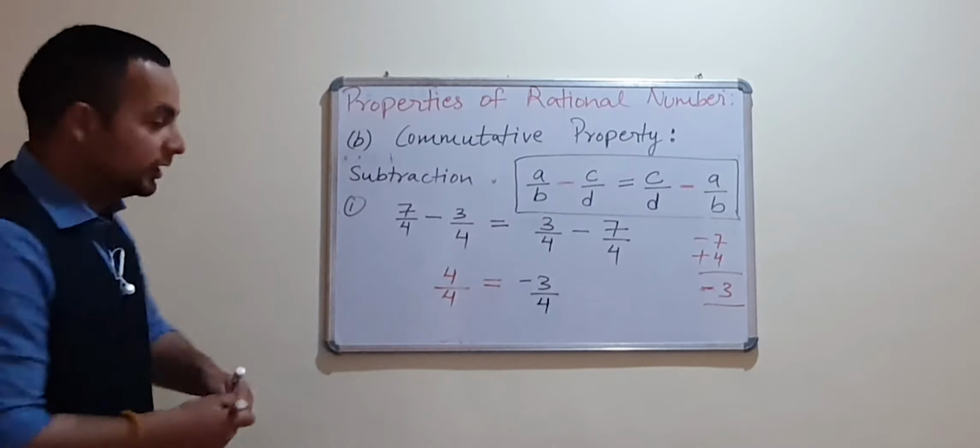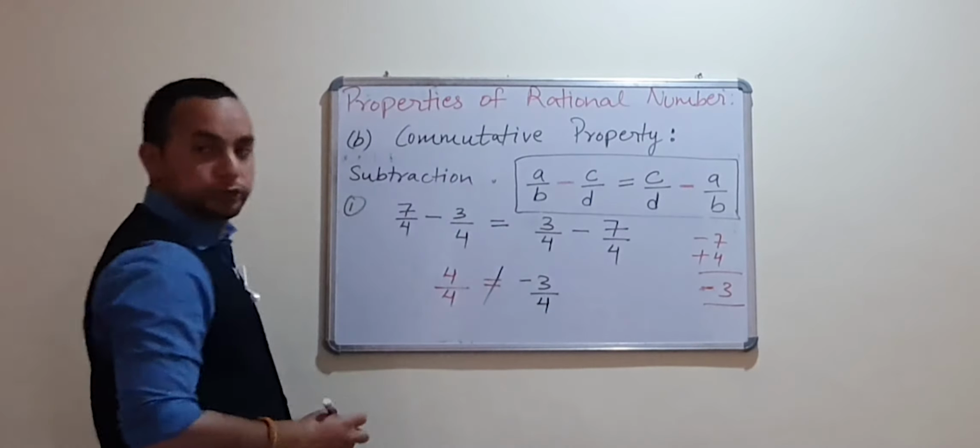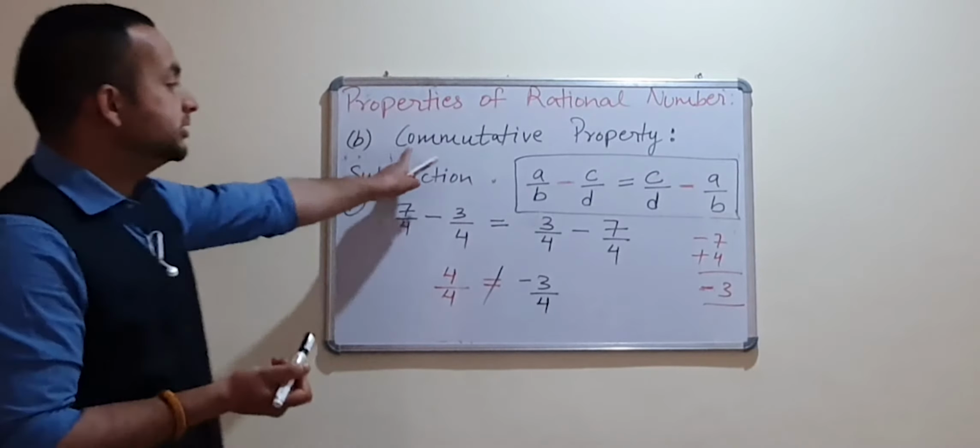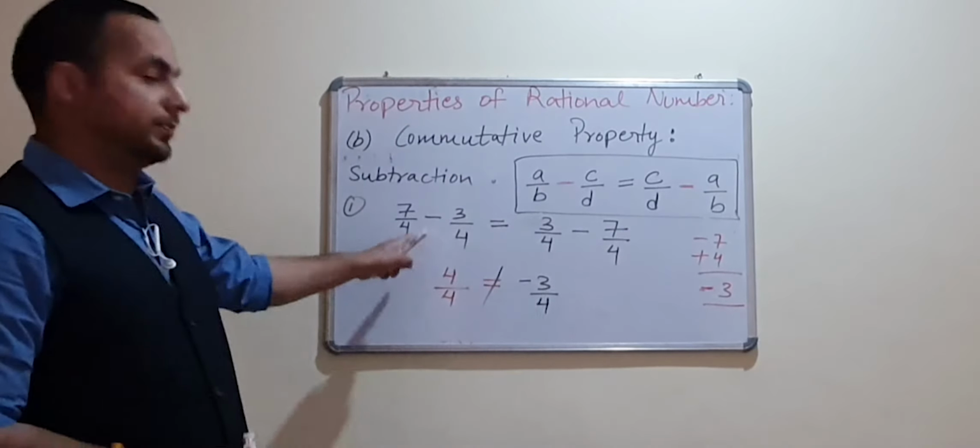Which means the left hand side is not equal to the right hand side. Which means the commutative property is not applicable for subtraction.